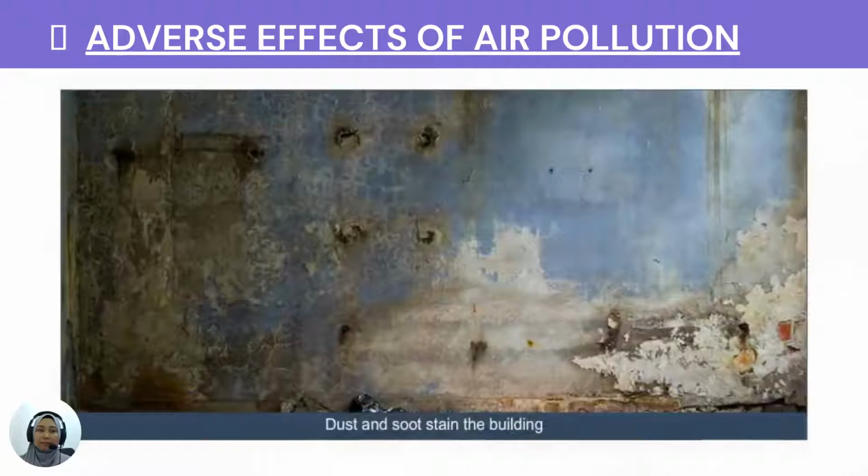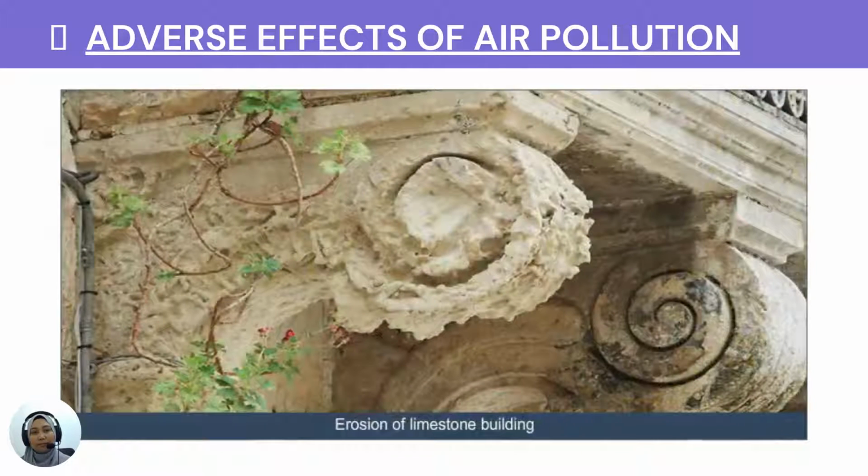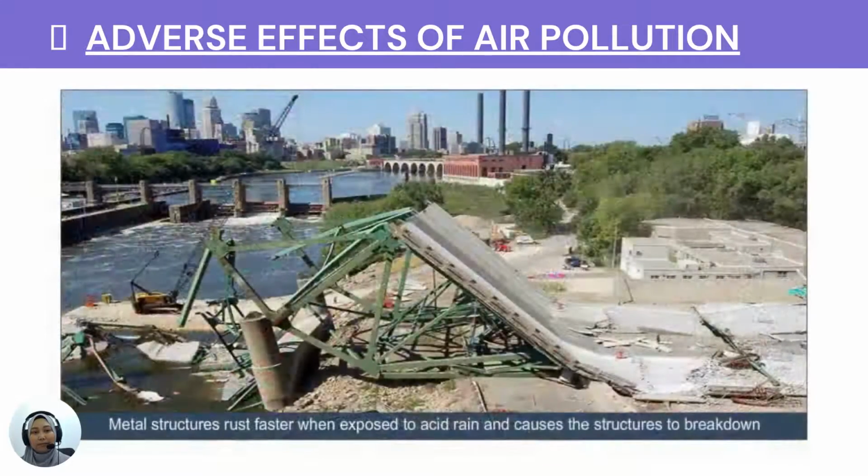There are many adverse effects of air pollution on buildings and infrastructure. Dust and soot stain the building. Erosion of limestone building. Metal structures rust faster when exposed to acid rain. This causes the structures to break down.